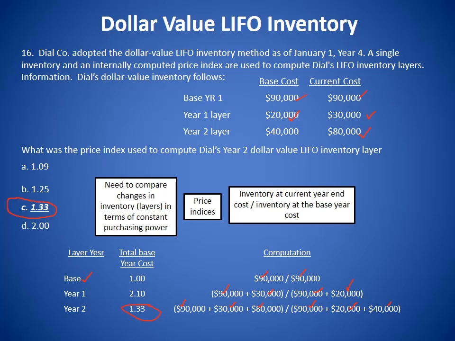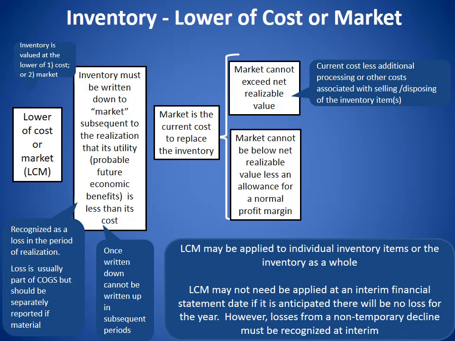Okay, now we're going to spend a few minutes and talk about lower cost of market. It's not that difficult, but it does have a bunch of rules that you kind of have to memorize. There's no way of getting around it. In accounting, inventory is valued at the lower of its cost or the market value. Those definitions may not necessarily mean exactly what you would think. So let's talk about them.